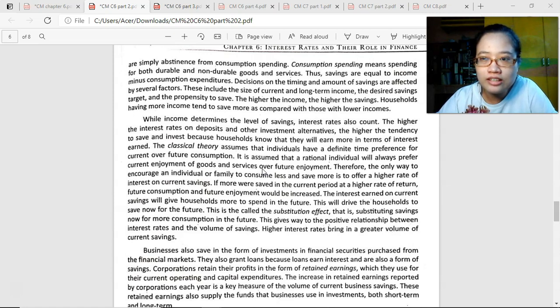So more like YOLO, you only live once, or FOMO, fear of missing out. So instead of saving, they spend their money to travel, to buy the latest gadgets, or to buy whatever they want that they think is cool and would give them praise from their peers or something. Anyway, therefore, the only way to encourage an individual or family to consume less and save more is to offer a higher rate of interest on current savings.